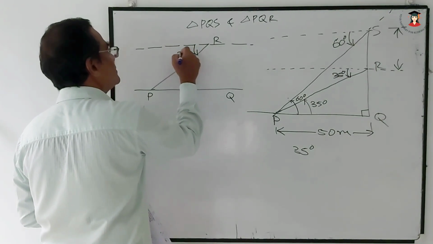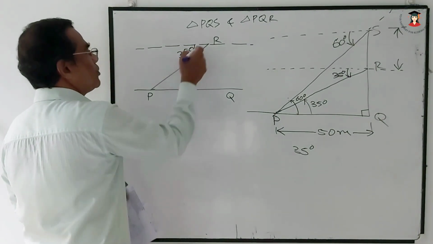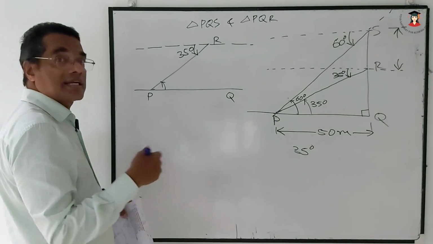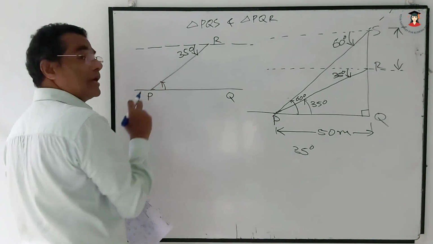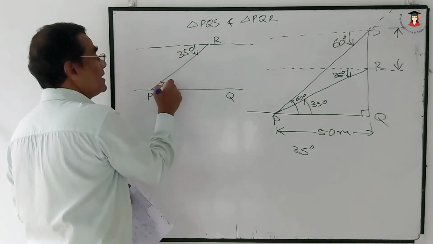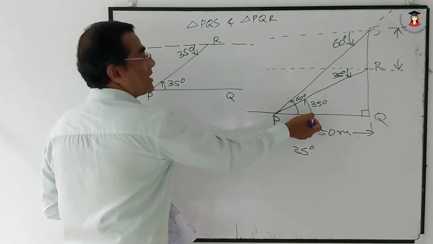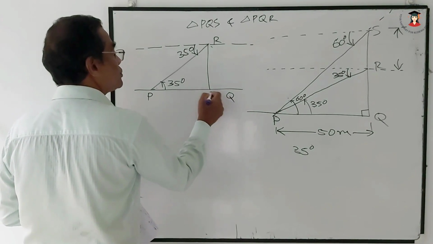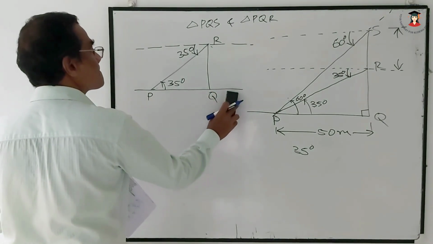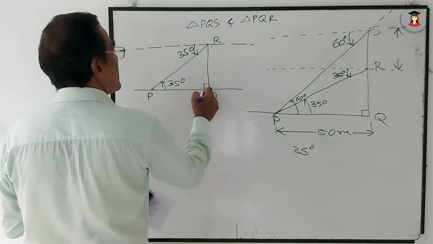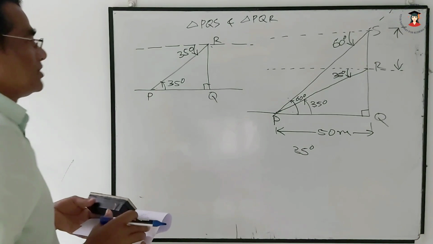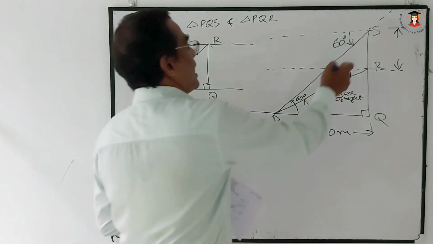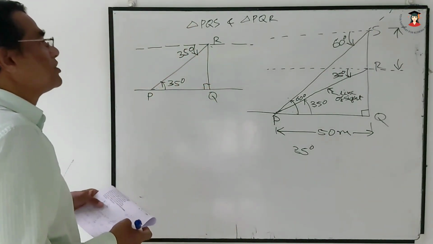This angle is given as 35 degrees. So corresponding to this angle, these two are alternate angles, a pair of alternate angles. If this is 35 degrees, then this will be 35 degrees. So we can write this angle as 35 degrees. This is R and here it is Q. This is 90 degrees. So these two are the same figure I have drawn. So how will we find out RS, the distance between points R and S?